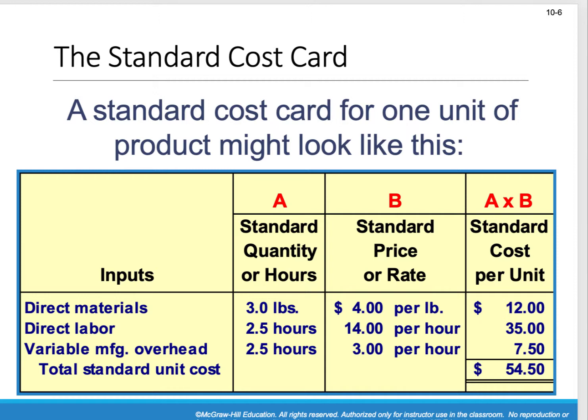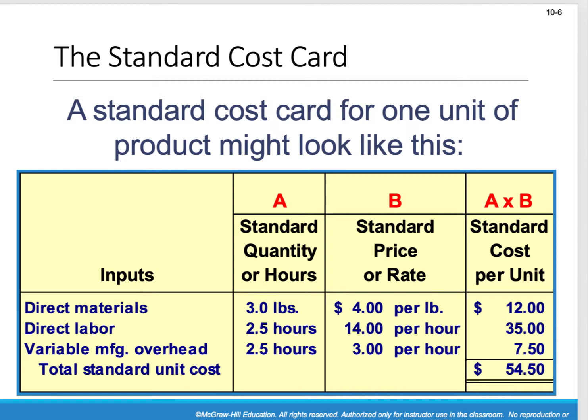Standard price or the standard rate, right? For direct material, it's $4 per pound. That's the standard cost. That's what we should pay. Is that what we actually pay? Well, maybe not, right? Maybe we pay more because we had to rush a shipment. So we get the standard cost of material that should be in a unit of product. Same thing with direct labor. Direct labor, we have the standard hours that we should use. We have the standard rate that we pay that direct labor.